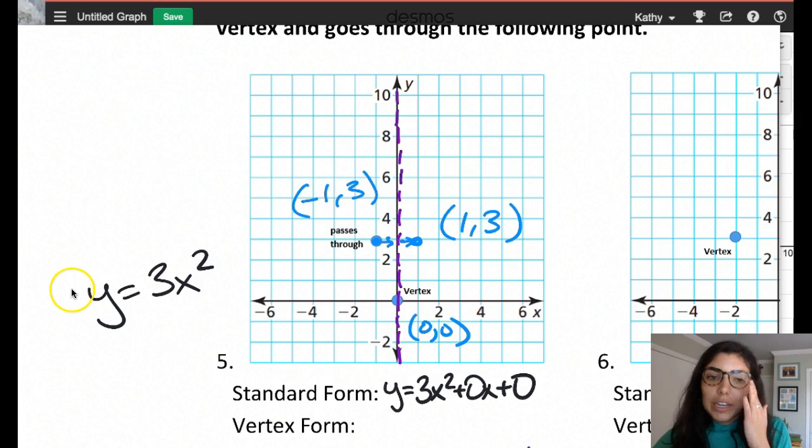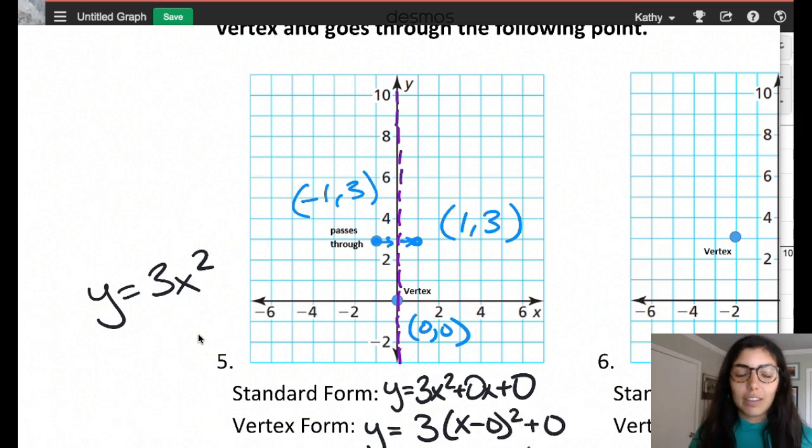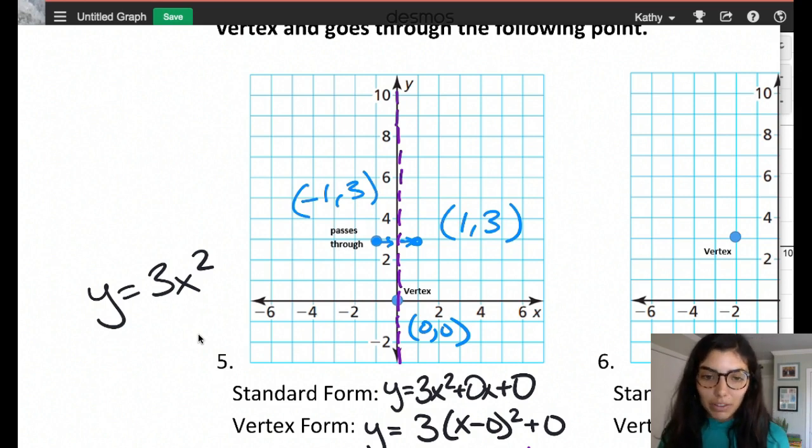Now, if we wanted vertex form for this to show every part of it, we know that the a is the same, so there's still going to be a 3 in the front. And instead of numbers, I'm going to have zeros in there. And that's perfect. That is the vertex form that tells me where the vertex is and what the scalar factor is.